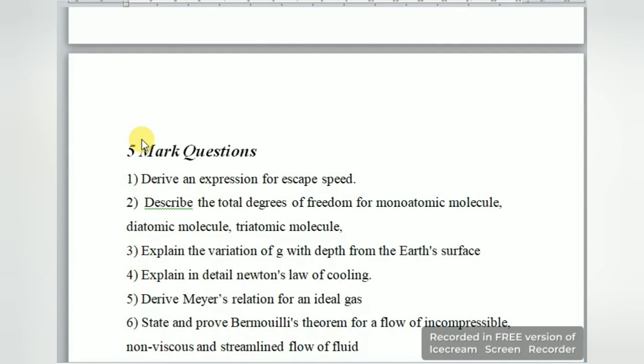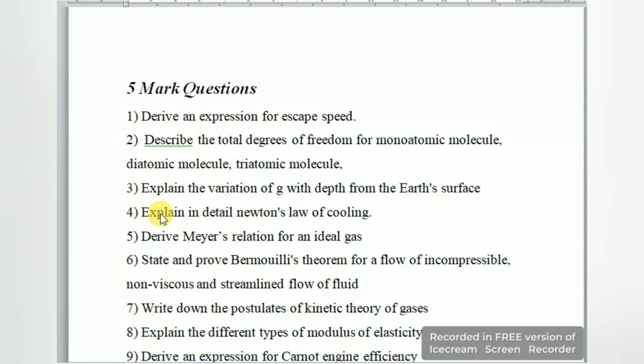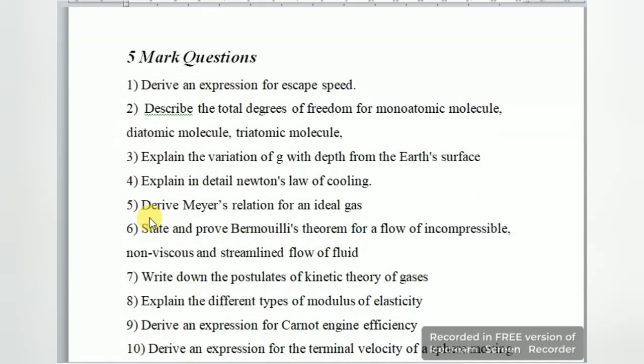Next, 5 marks questions. First one, derive an expression for escape speed. Next one, describe the total degrees of freedom for monoatomic molecules, diatomic molecules, triatomic molecules. Next one, explain the variation of g with the depth from the Earth's surface. Next one, explain in detail Newton's law of cooling. Next one, derive Mayer's relation for an ideal gas.